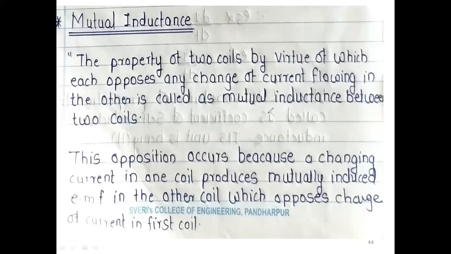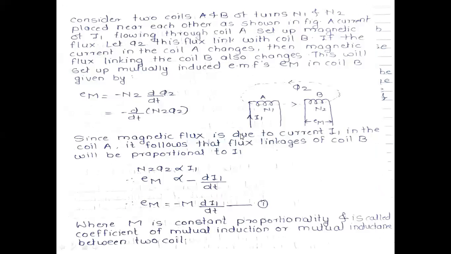Okay, next I'll go to the next slide. This opposition occurs because a changing current in one coil produces mutual induced EMF. I have already told that one. See here, they have explained it in detail.